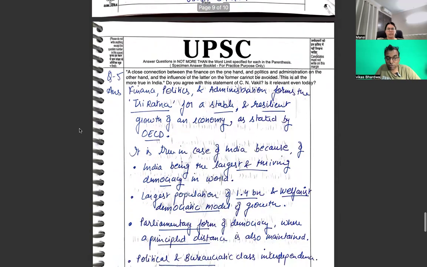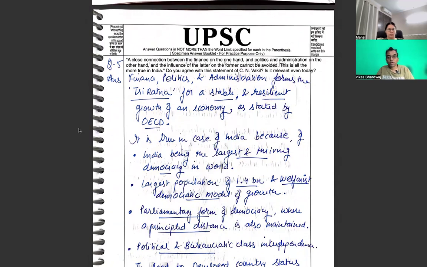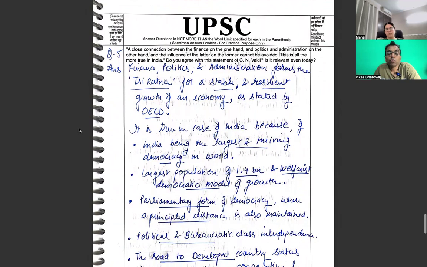Coming to the next question: a close connection between the finance on one hand and politics and administration on the other hand, and the influence of the latter on the former cannot be avoided. Very true. This is all the more true in India. Do you agree with this statement of C. N. Vakil? Okay. So, why again?